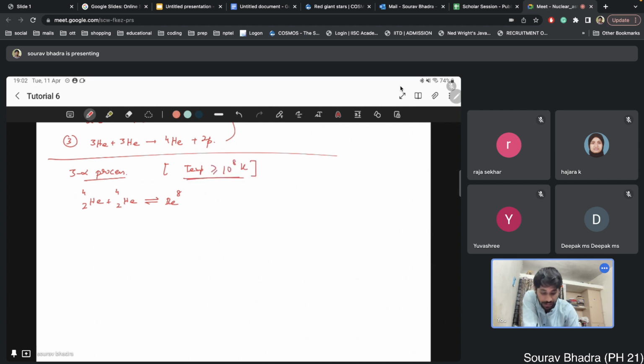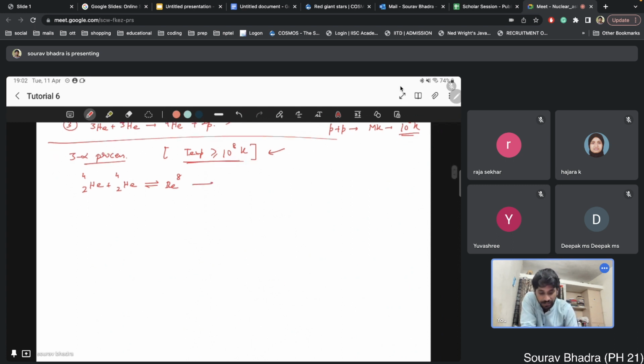That's what I was trying to explain, because for the proton reaction the temperature needed was a few million Kelvin, that means a few times 10 to the power 6 Kelvin. That was enough for the proton reaction, but you can see for the helium reaction the temperature needed is two orders of magnitude higher, which is mainly coming from the gravitational contraction of the core and the rising temperature. So that's why I tried to do that.